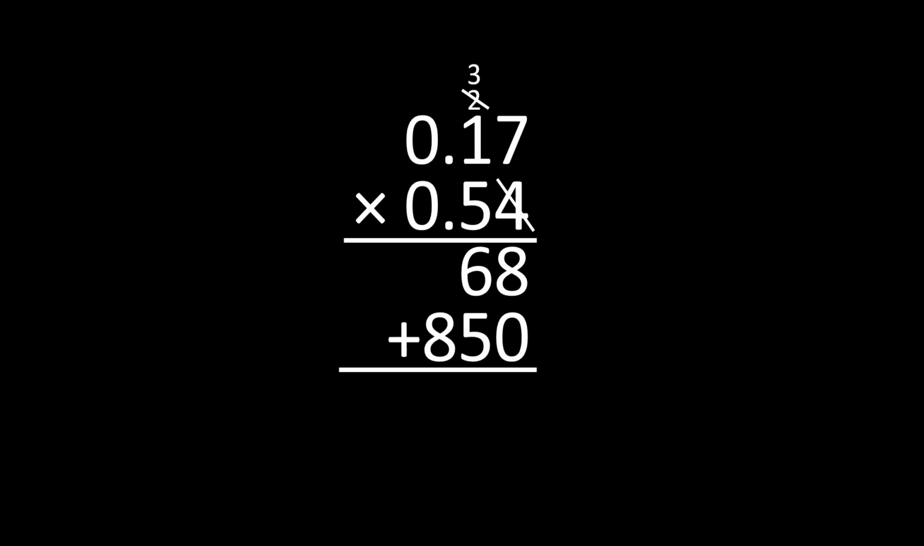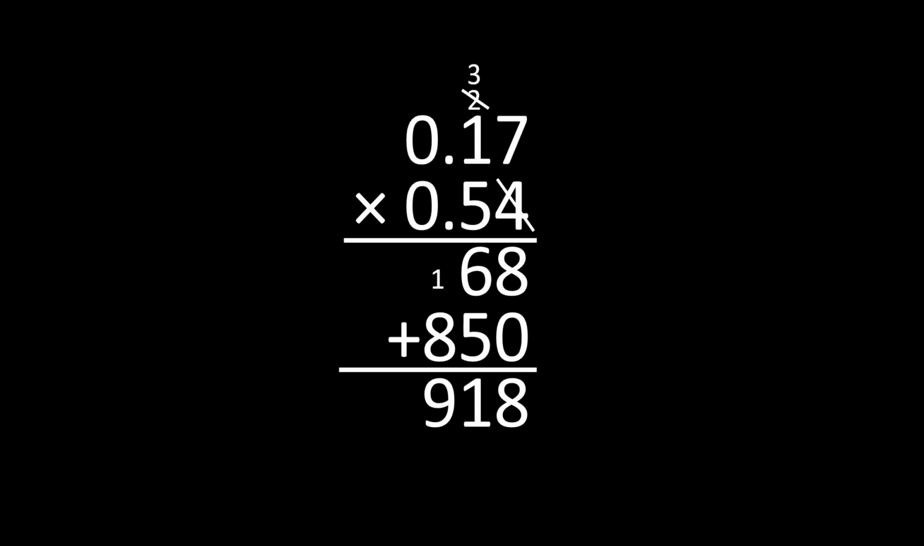Now it's time for us to do the addition portion of our multiplication step. And that is 8 plus 0 is 8. 6 plus 5 is 11. I'll need to regroup with that 1. Notice where I'm placing it. I'm placing it in the addition section of our steps. And then 8 plus 1 is 9. Now it's time to place our decimal point.